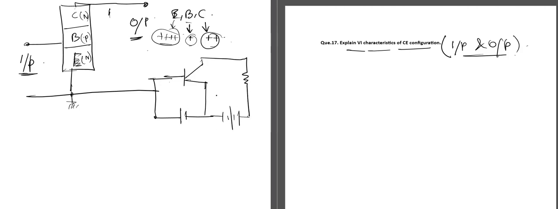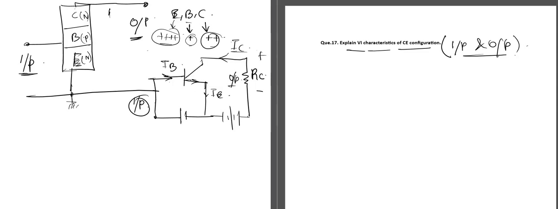So this is the emitter terminal, which is connected to the ground. The current flowing through it is IE, the emitter current. This is the input which we are applying across the base and emitter terminal. Through the base, the base current IB is flowing, and this is the collector terminal, through which the collector current is flowing, and this is the collector resistance across which we are taking the output here.